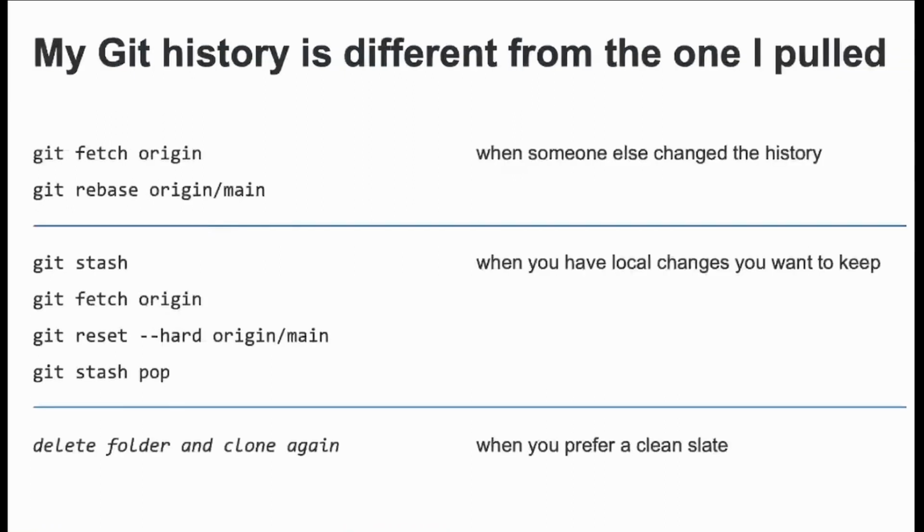So if someone else changed the Git history, there are a few things one can do. Some people like to use a rebase. Some people used to like to use a hard reset. And as you might imagine, I'm the one for the clean slate. I usually just delete my whole folder and clone it again.